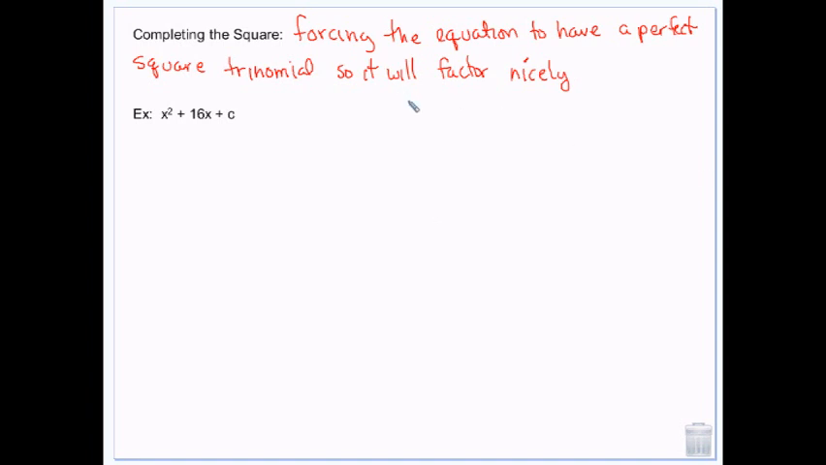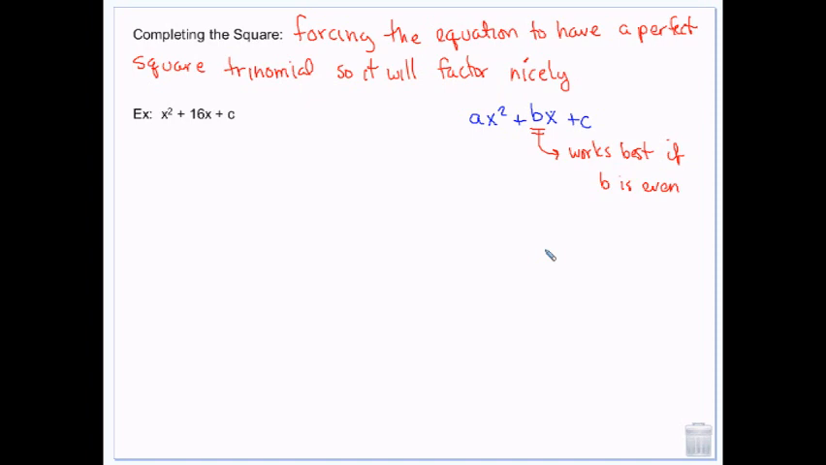This works best, if you remember, the standard form of a quadratic is ax squared plus bx plus c, right? This works best if b is even. Now you can do it if b is odd, but when you do that, you're going to deal with fractions. And you're going to be squaring fractions and taking square roots of fractions, and you guys don't like fractions. So it works best if b is even. And I'm going to show you both cases.